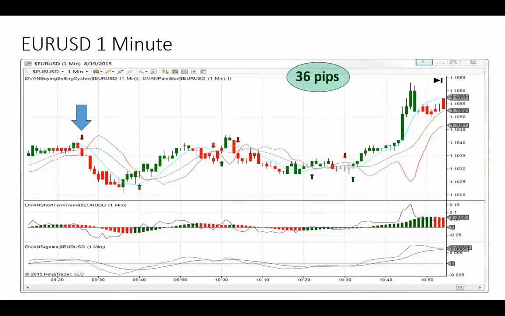So first we see a short trade. This meets all of our criteria: red arrow, red price bar, red histogram. We get out at the green price bar, and this is roughly 11 pips.